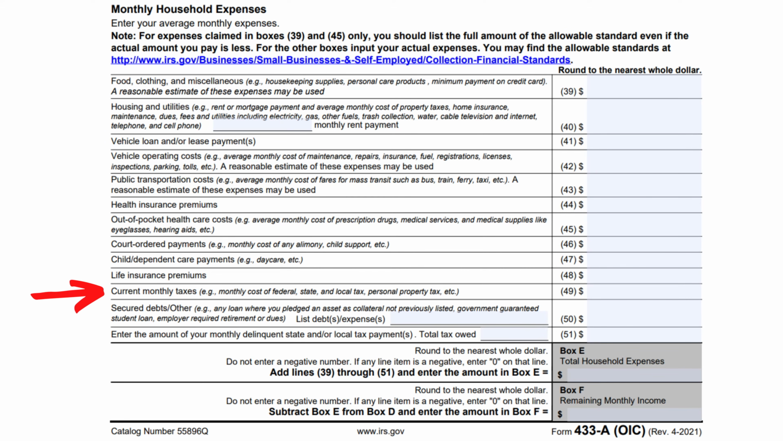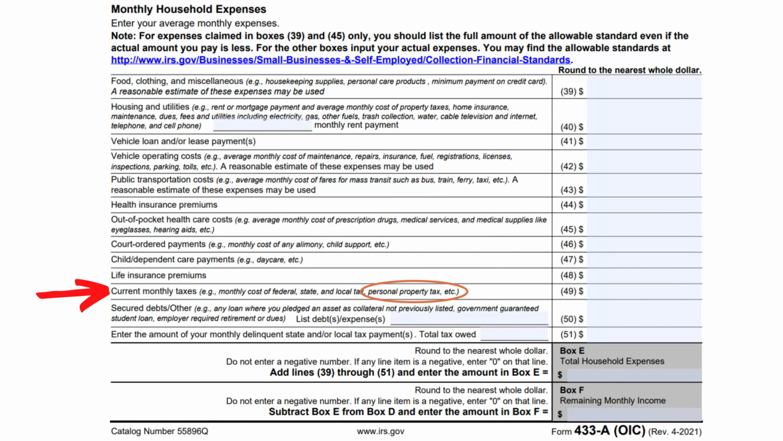All right, next up, line 49, current monthly taxes, which the form explains as monthly cost of federal, state, and local tax, personal property tax, etc. So if you have a W-2 job, this is basically what's being withheld from your paycheck every month for federal, state, and local income tax withholding. If your withholding amount doesn't really reflect your actual tax liability very well, i.e. you're substantially under-withholding or over-withholding, the IRS may say, hey, we're just going to use your actual tax liability for the year divided by 12. Personal property taxes are like the property taxes you pay on, say, vehicles or boats and other assets like that.